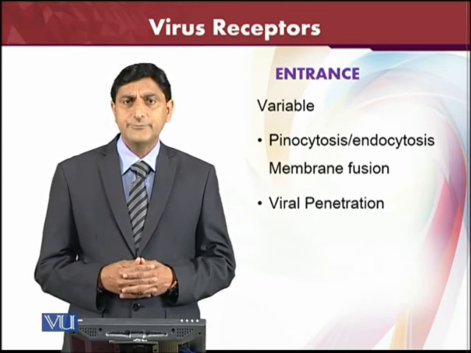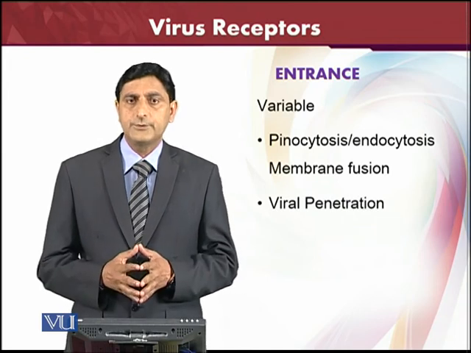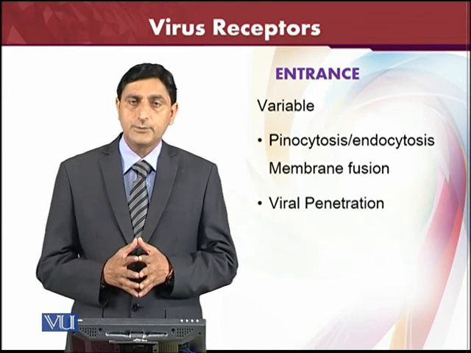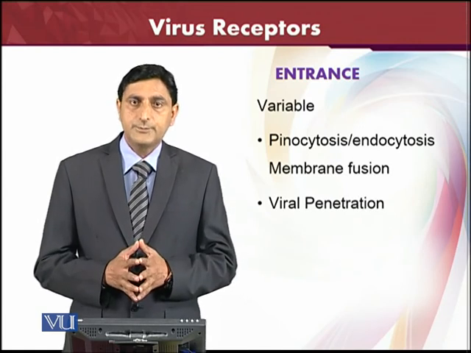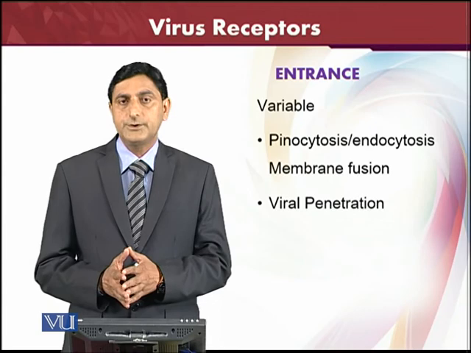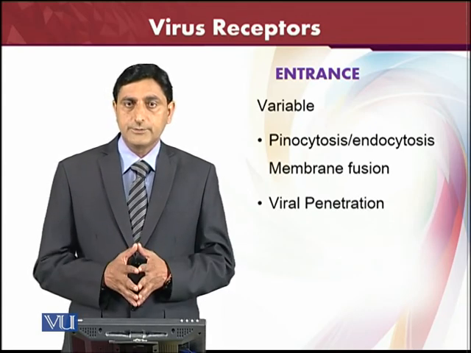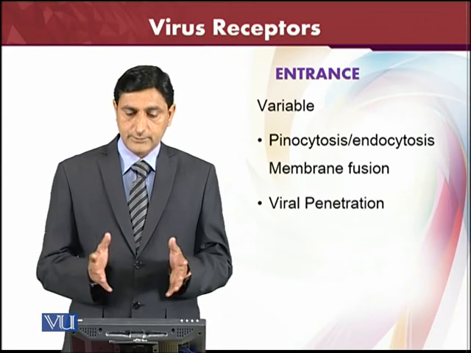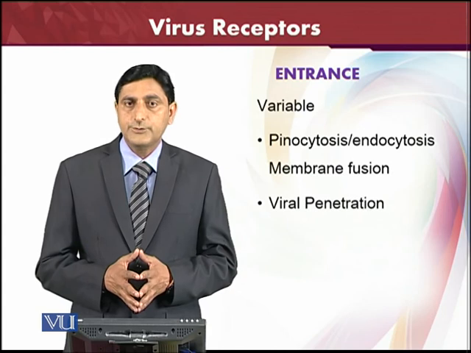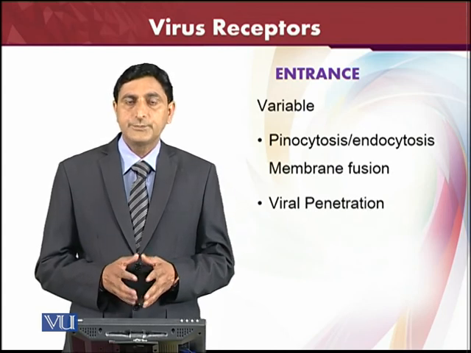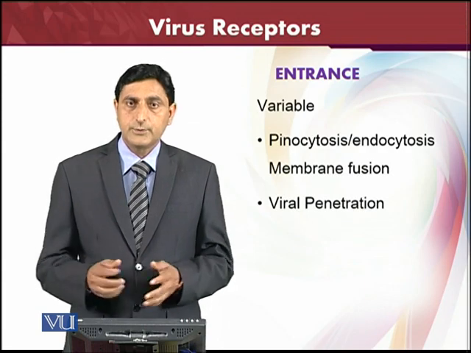Second is membrane fusion. Membrane fusion is a special kind of entry process in which the membrane of the host is ruptured, and through this portion, the viral genetic material, along with the capsid, enters inside the body, and then it will replicate and get entry inside the host. Then there is viral penetration. It is also a simple process, and through it the virus will penetrate inside the body of the host.